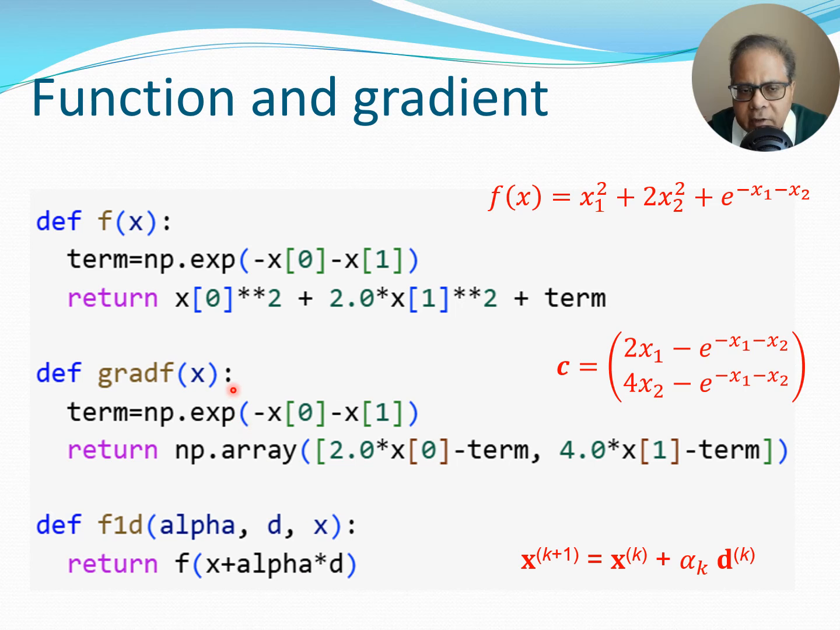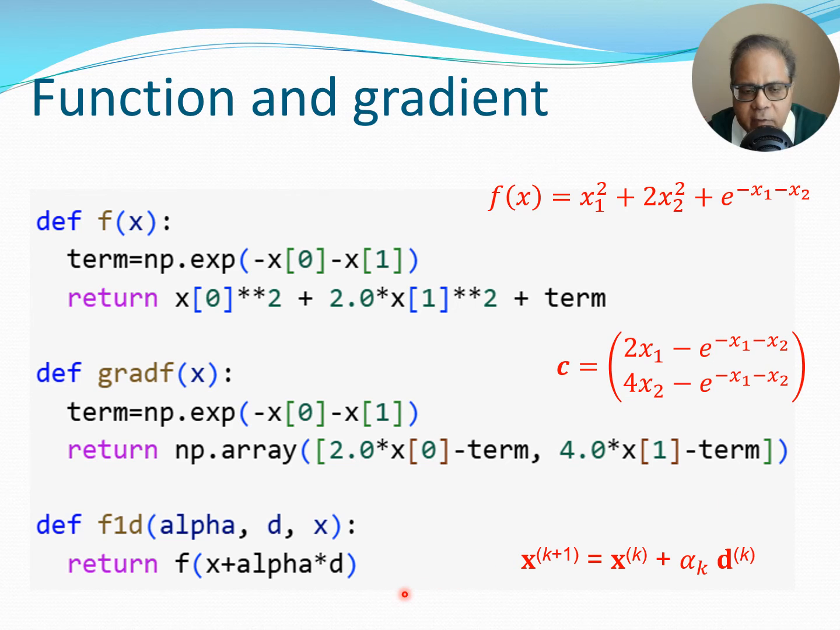Now for calculating grad f, I need to actually return this vector, and again grad f in this function can be obtained by simple differentiation. So the first term is obtained by differentiating with respect to x1. That gives me 2 x1 minus e to the power minus x1 minus x2. And the second term is obtained by differentiating with respect to x2. So I get 4 x2 minus e to the power minus x1 minus x2. And that is put here in Python. So again, you see that this particular function grad f is going to return the vector to me, and this vector is going to be the gradient of the function.